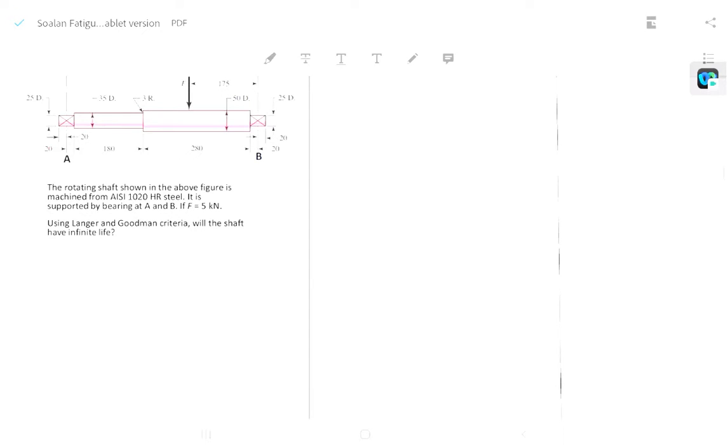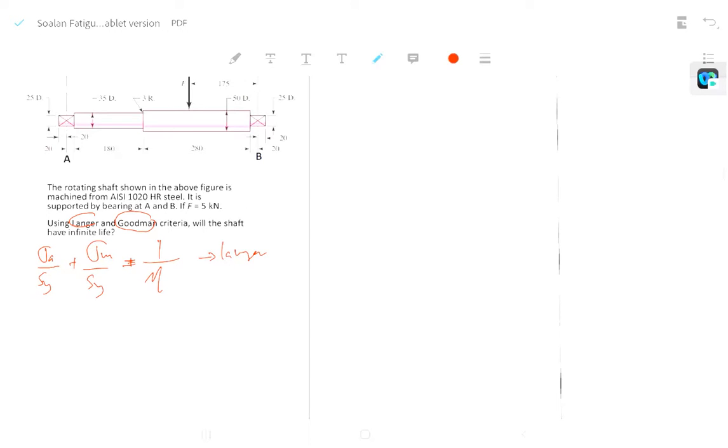If we use Langes or Goodman, firstly we have to identify the fatigue stress, because the equation for Langes is sigma A over Sy plus sigma mean over Sy equal to the safety factor. This is Langes.